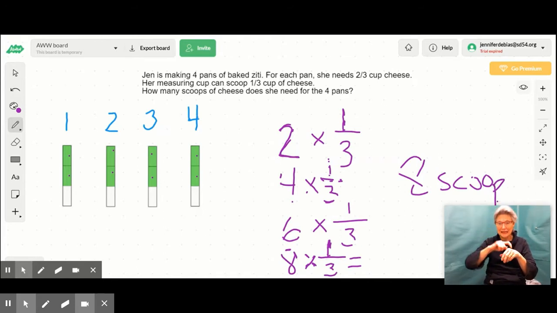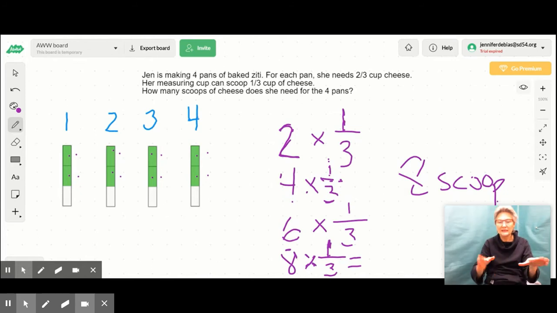Let's check this over and make sure it's reasonable. Well, in pan 1, this is 1/3 and another third. So that's 2 scoops. In pan 2, 1/3, another third. That's 4 scoops total so far. Pan 3, 5, 6, and pan 4 is 7, 8. So in total, she should be doing 8 scoops of cheese to make her 4 pans of baked ziti.